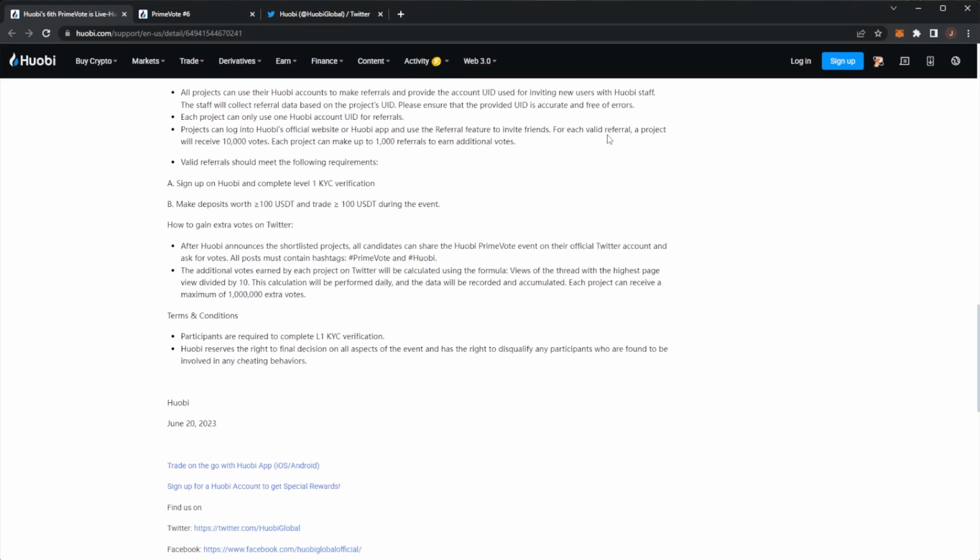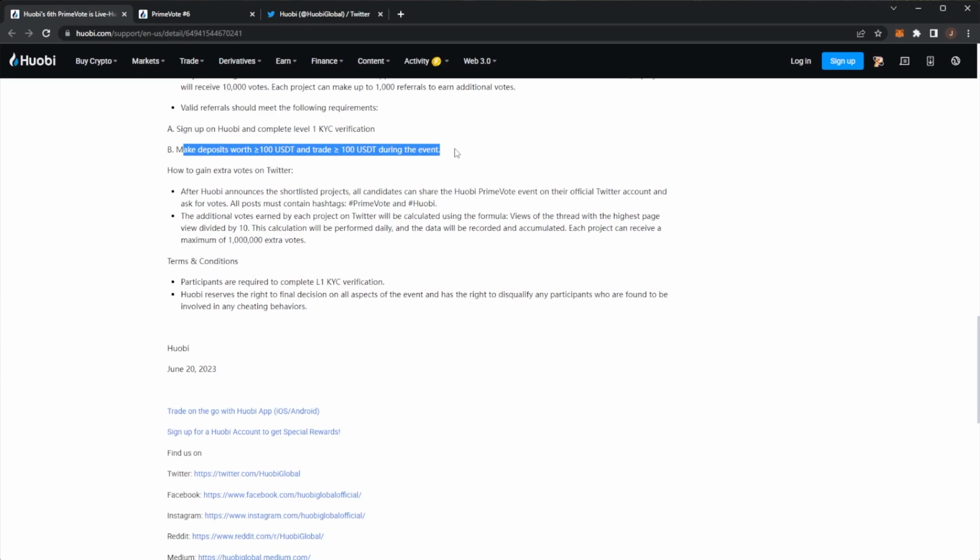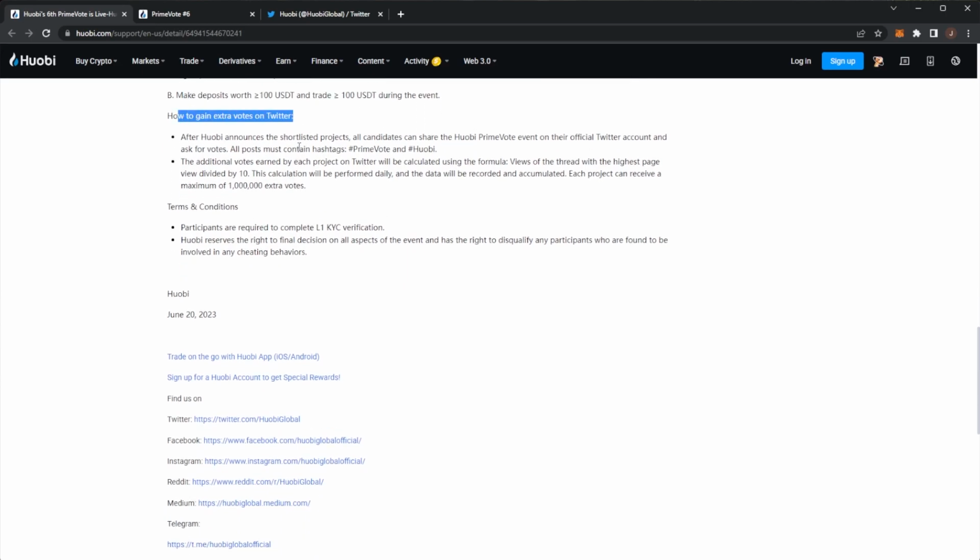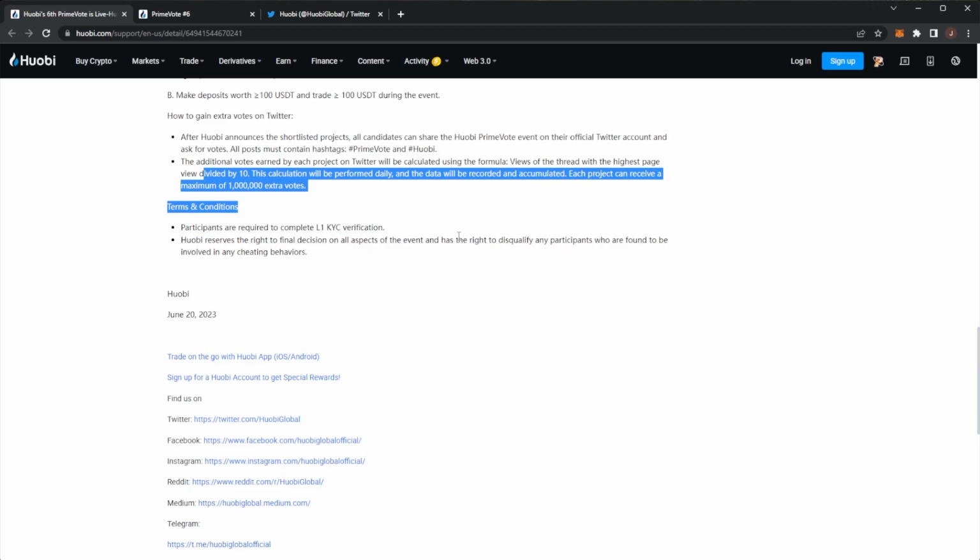For each valid referral, a project will receive 10,000 votes. Each project can make up to 1,000 referrals to earn additional votes. Valid referrals should meet the following requirements. You need to sign up to Huobi with a level 1 KYC, and have deposits above 100 USDT. And of course, you can gain extra votes on Twitter by sharing the event and using the hashtags #PrimeVote and Huobi. The additional votes earned for each project will be calculated using a formula.